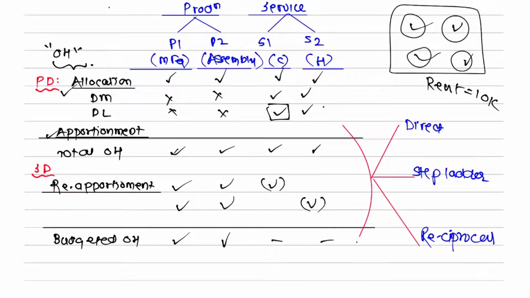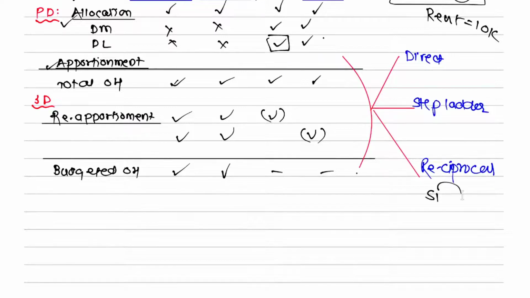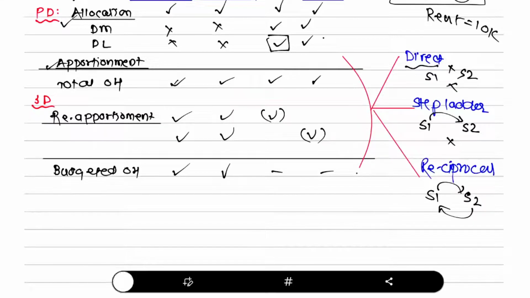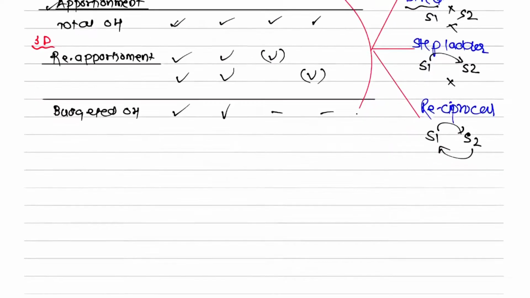Acha, understand. If I say service departments serve each other, S1 serves S2 and S2 serves S1, then which method? Reciprocal. One service department serves another service department but not vice versa, or S1 and S2 do not serve each other. It is which method? Direct. Direct means S1 ka cost will directly go to P1, P2. S2 ka cost will also go to P1, P2.